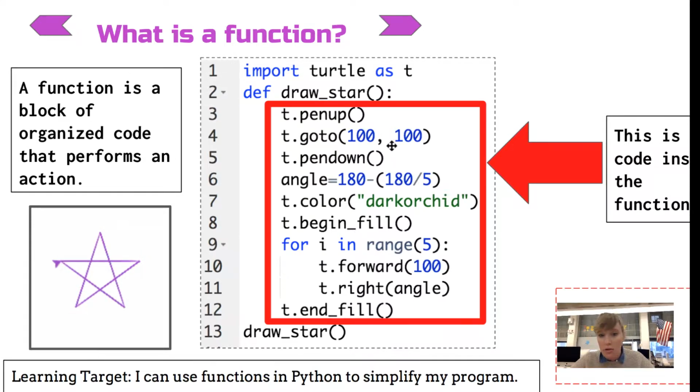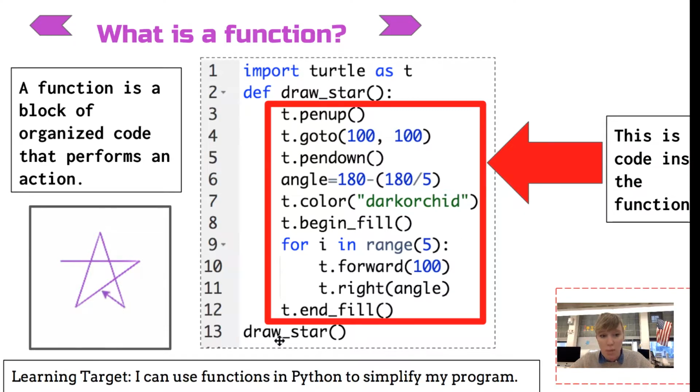All this does is tell the turtle to have the pen up. It tells it to go to a really specific position, 100, 100. It puts its pen down. It turns the outside angles of a 5-pointed star. It sets the color. It begins the fill. Then 5 times it goes forward and turns, and then it ends the fill, so it fills in the shape when it's finished. And that's the end. We're going to talk about what line 13 is in a second.